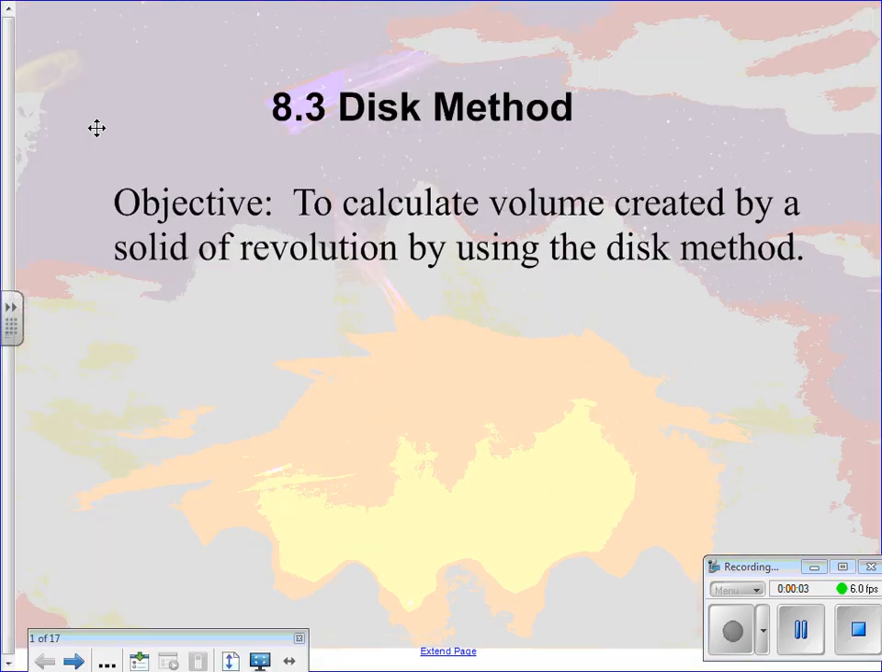Okay, so disk method. The objective is to calculate a volume created by a solid of revolution using the disk method. I already kind of talked about this a little bit. We're going to take a function that's a solid of revolution. It's a roundish shape. That's the idea behind what we're doing today.